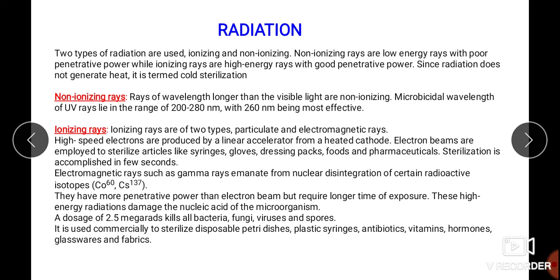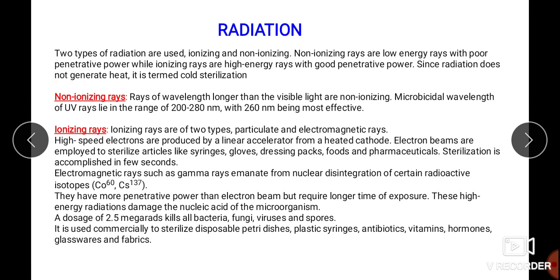During radiation, no heat is generated, so it does not increase the temperature during the process, so it is called cold sterilization. Cold sterilization means the use of radiation for sterilization. Two types of rays can be used: one is non-ionizing and another one is ionizing.